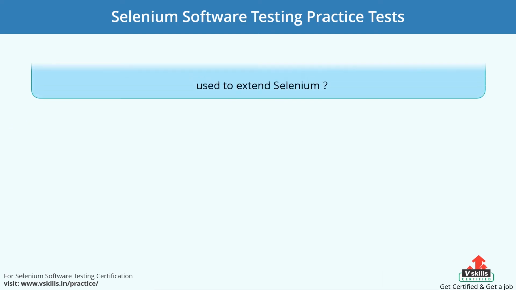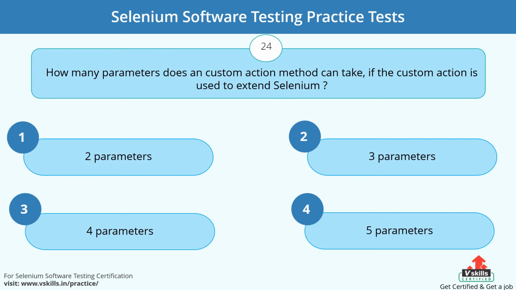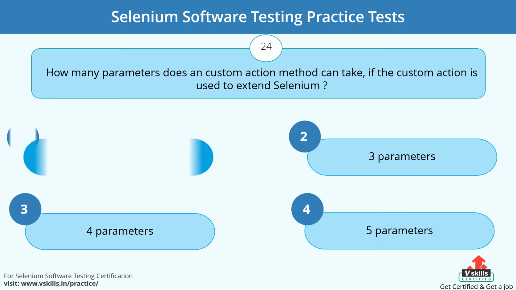Question number 24, how many parameters does a custom action method can take if the custom action is used to extend Selenium? The options are A. 2 parameters, B. 3 parameters, C. 4 parameters, D. 5 parameters. The correct answer is option A.